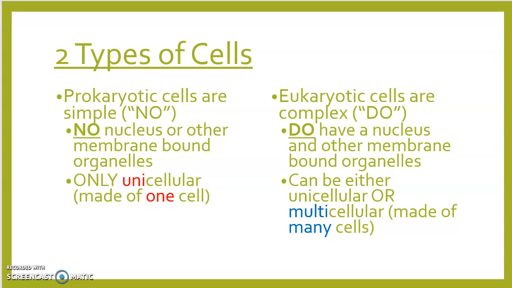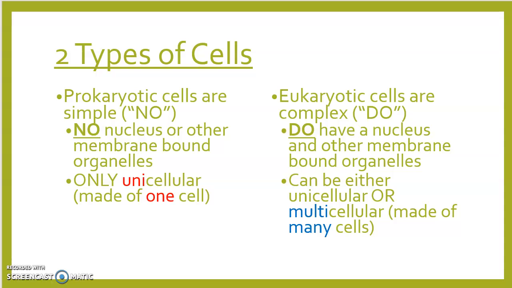The reason why I got you to highlight that is because eukaryotic cells tend to be a lot more complex. They do have a nucleus. They do have other membrane-bound organelles. They can either be unicellular or multicellular, meaning they're made up of many cells.